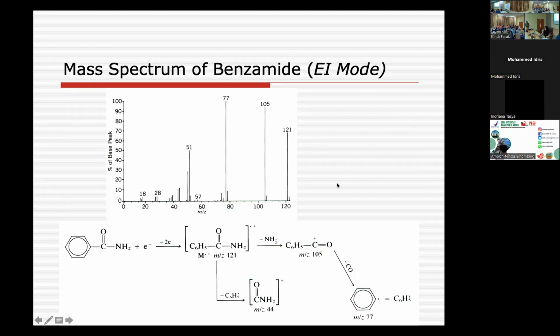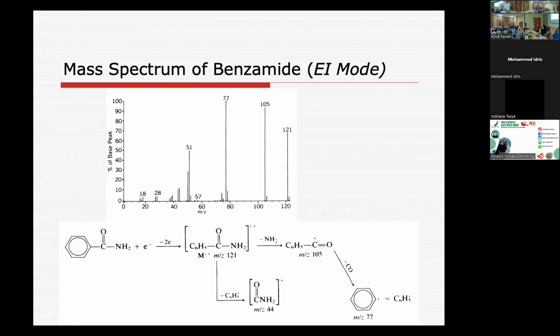Kemudian juga putus di sini. Ini yang kita sebut dengan bagian dari asetamin. Ini juga bagian yang stabil. Kita menjumpai di sini M per Z-nya 44. Tidak kita jumpai di sini. Nah, ini yang lazim kita jumpai dalam spektrum massa untuk kimiawan organik, karena kita akan mengetahui pola fragmentasinya.